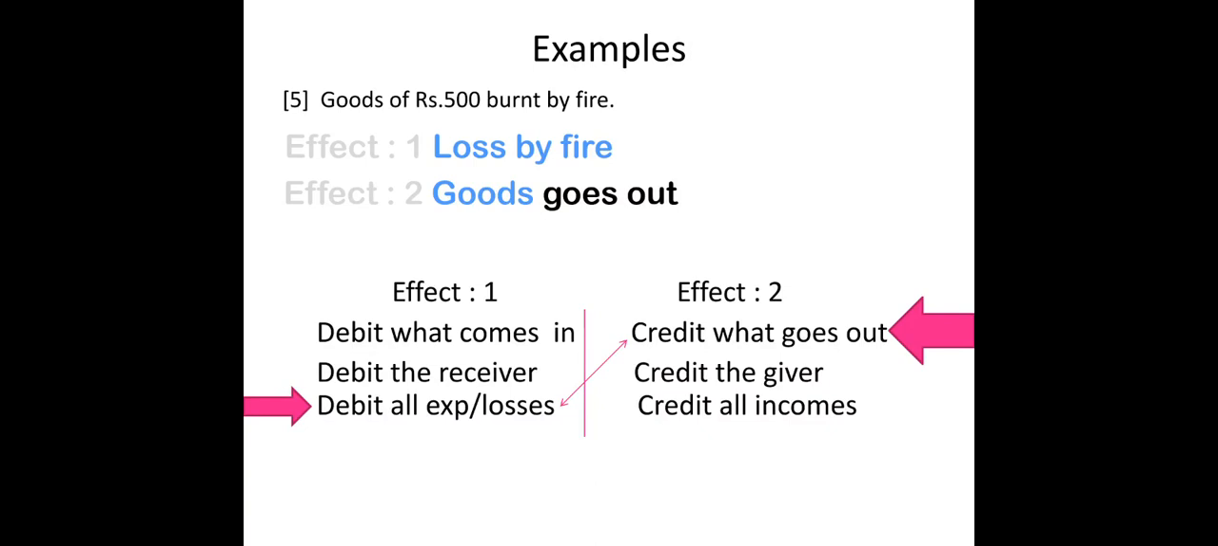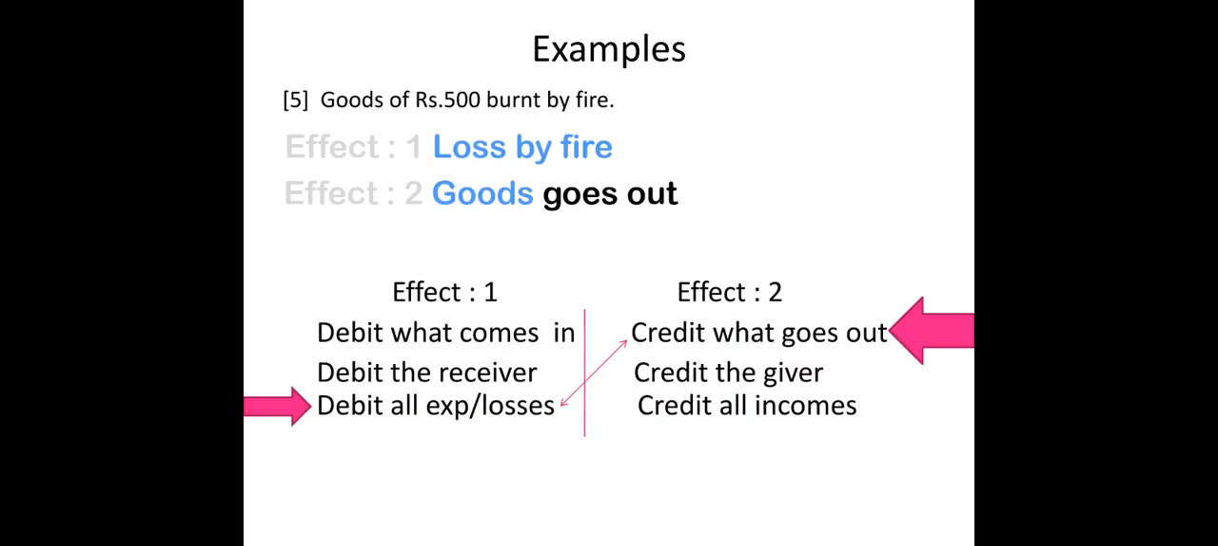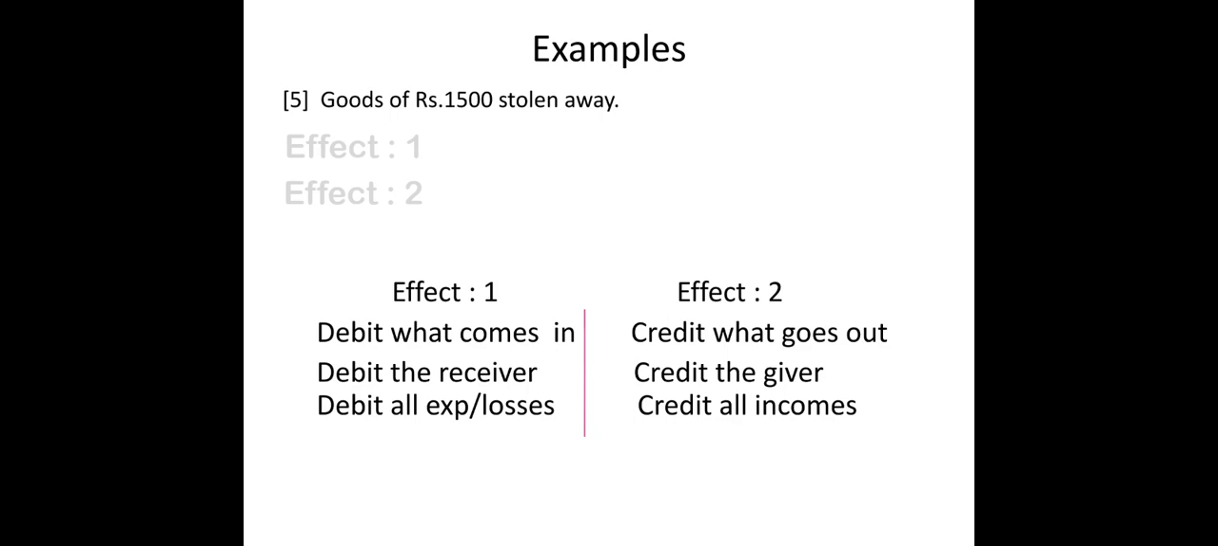Okay students, so I am sure that you can also deal with loss. Just like expense, loss will come in effect number 1. Okay students, so that is also over. Now let's take one more example of loss. Yes, here we are. There is transaction number... actually it should be 6. By mistake I have written 5. You read it as a 6. Goods of 1500 stolen away. Okay, so goods is being stolen by someone. So it is also a loss one.